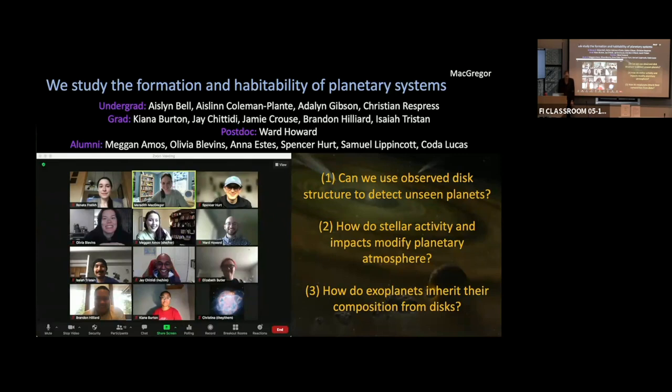And broadly, our group uses observational data and models to understand how planetary systems form and evolve over time, with a focus on looking at how those planetary systems might become habitable, which means that we work on everything from stars to disks to exoplanets, and I will highlight results from all of those areas today.